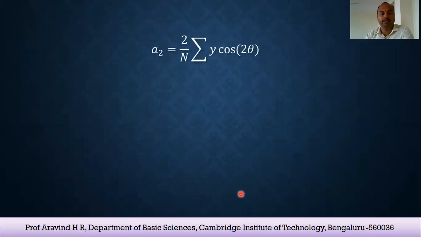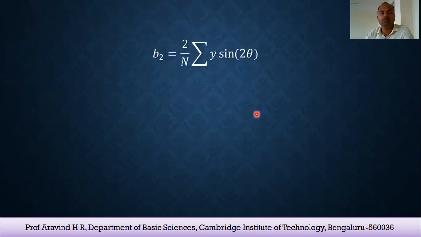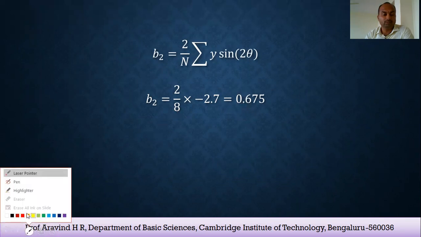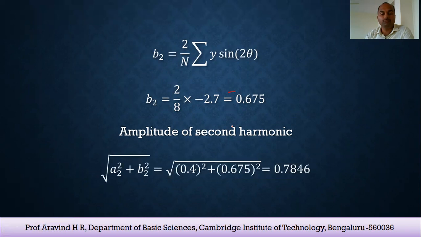Similarly, now we'll find out a2. So a2 is 2 by n summation y cos 2 theta, where the summation is 1.6, so a2 is 0.4. And b2 is 2 by n summation y sin 2 theta, which is minus 0.67. Amplitude of the second harmonic is given by square root of a2 square plus b2 square. Here, although b2 is negative, there is a whole square, so it becomes plus, and we get 0.7846.